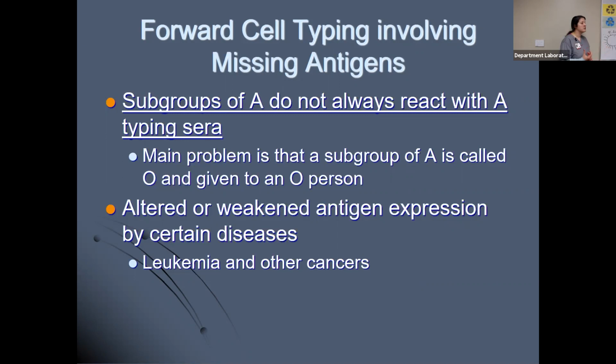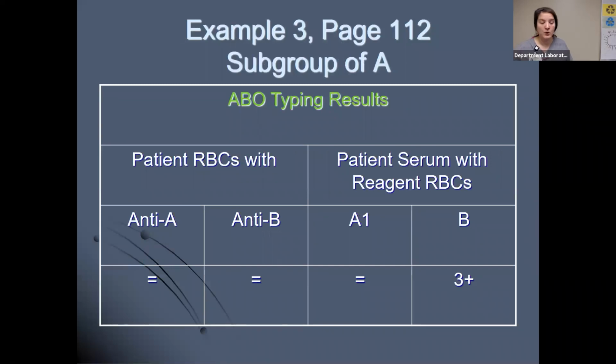Okay, so if they are a subgroup of A, that anti-A reagent is going to have a very weak or missing reaction, okay? So what it looks like would be something like this, all right? You have a negative reaction with anti-A, negative reaction with anti-B. What's your front type like? That looks like an O, right? But your back type, you have a negative reaction with A1 cells, which is not what we would see in an O patient, correct? And then a 3+ reaction with your B cells.